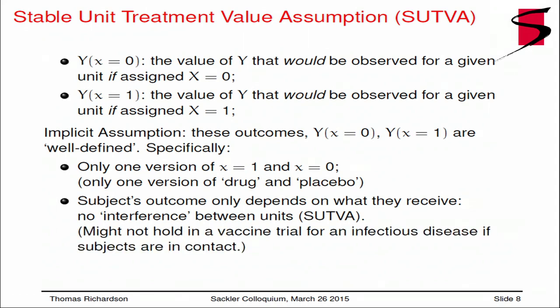So the kind of context where this would fail is something like a vaccine trial for an infectious disease where, if I'm not vaccinated but everybody else that I know is vaccinated, then my outcome might be different from if myself and nobody else is vaccinated. And I think Cosma Shalizi will be talking a little bit about causal inference in contexts where this assumption doesn't hold.